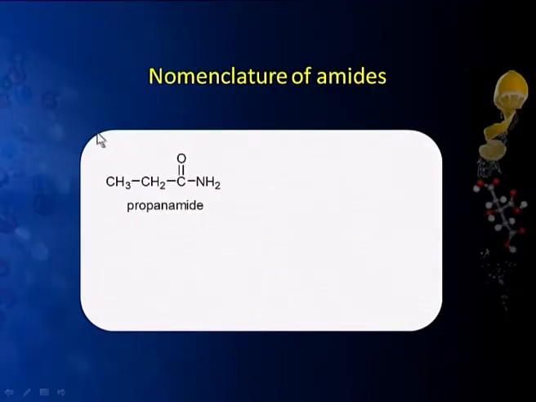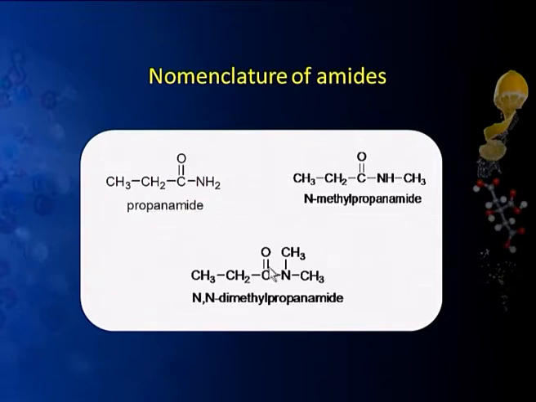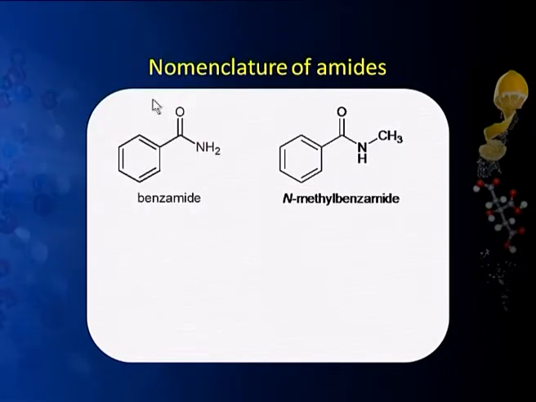Let us take some substituted amides. Say this is the simple primary amide propanamide. If one of the hydrogens is substituted by methyl, it is N-methyl propanamide. Suppose two hydrogens are displaced by methyl groups, then it is named N,N-dimethyl propanamide. This is one of the simple aromatic amides from benzoic acid, named benzamide. And if one of the hydrogens is substituted by a methyl group, this will be named N-methyl benzamide.